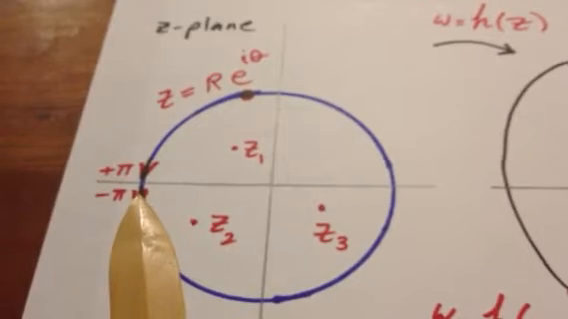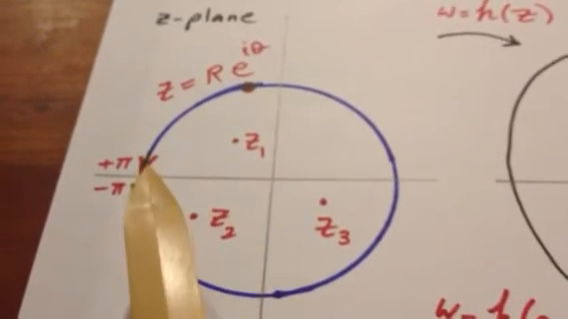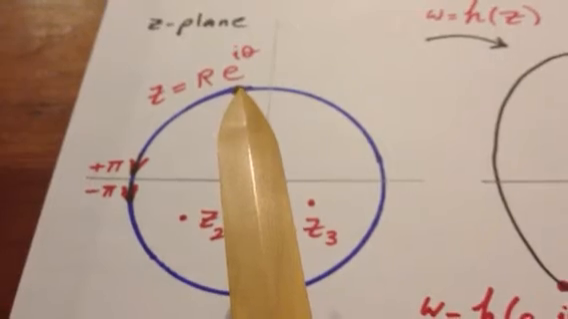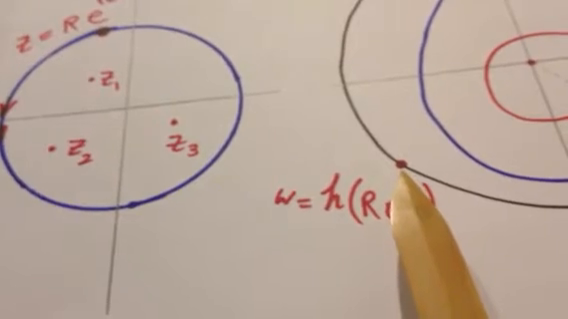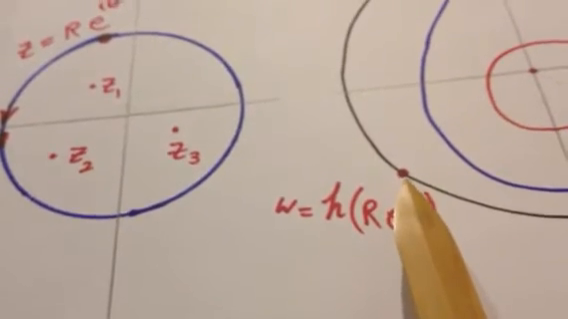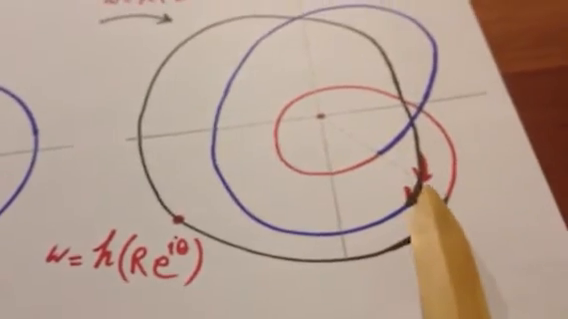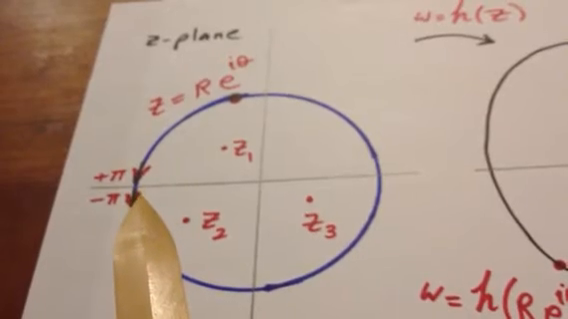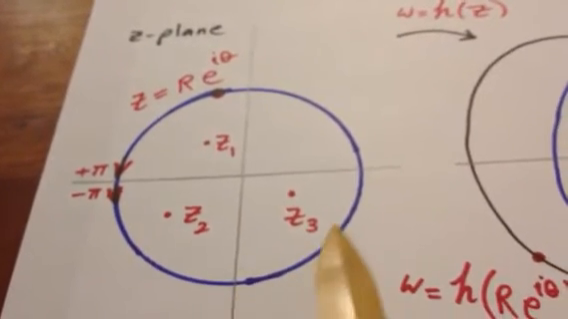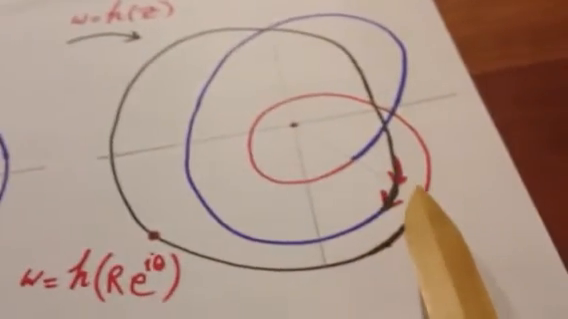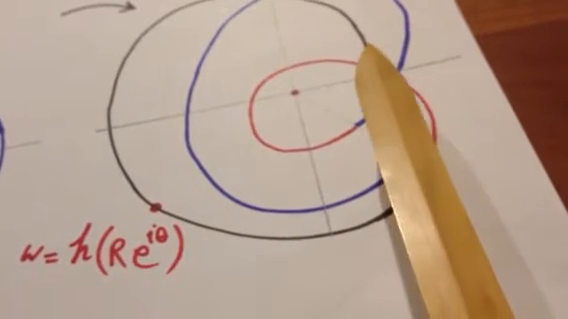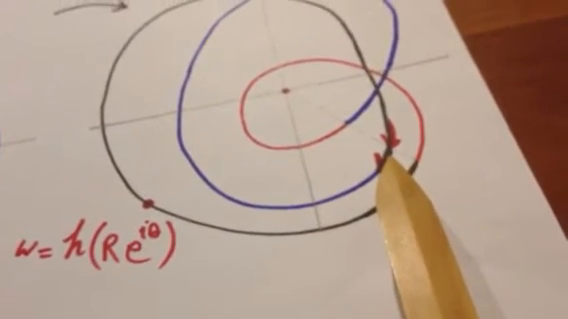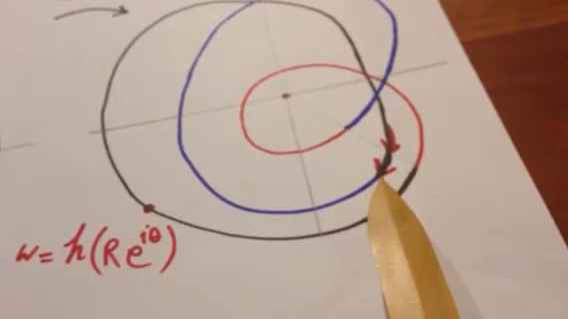As theta goes from minus pi to pi, the image of r e to the I theta under h, this is a typical image of z, would move, let's say, from this point. This corresponds to the image of that point, and the z is going in that direction. Now the image would either go clockwise or counterclockwise. So let's say it goes clockwise. I suppose it depends on the polynomial.